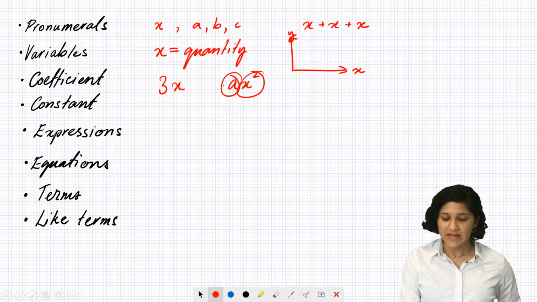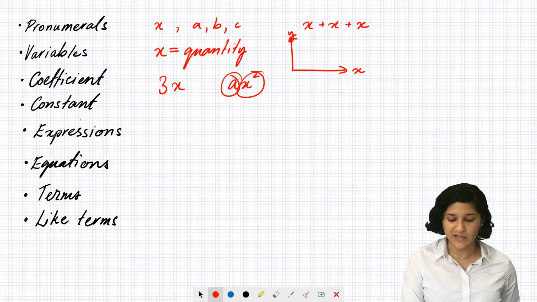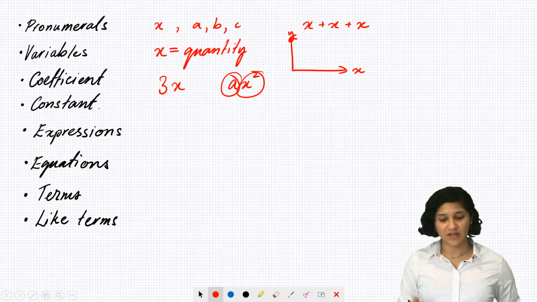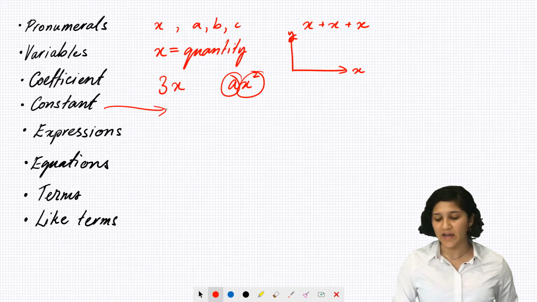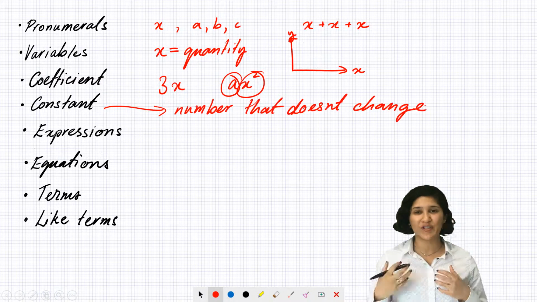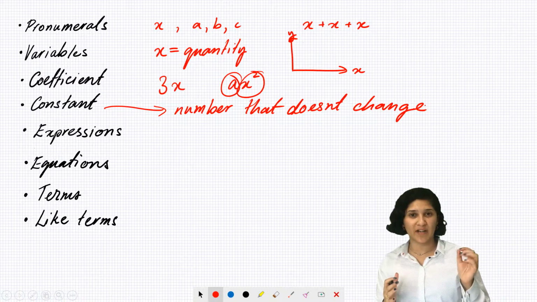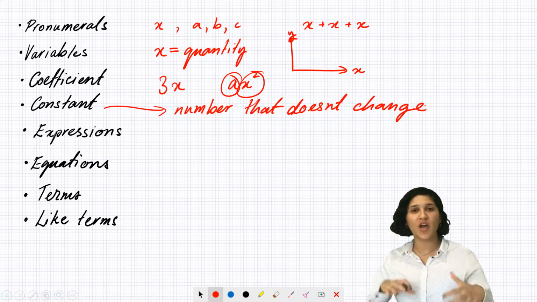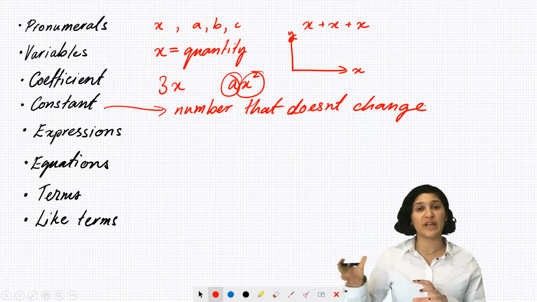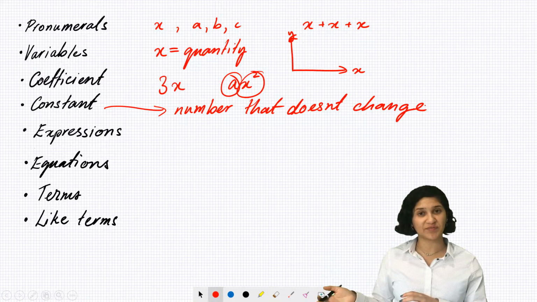That leads into our concept of a constant. A constant is again a number that doesn't change. So we can have pronumerals that are either constant because they represent a particular number that doesn't change, or variable because they represent a quantity that can change.